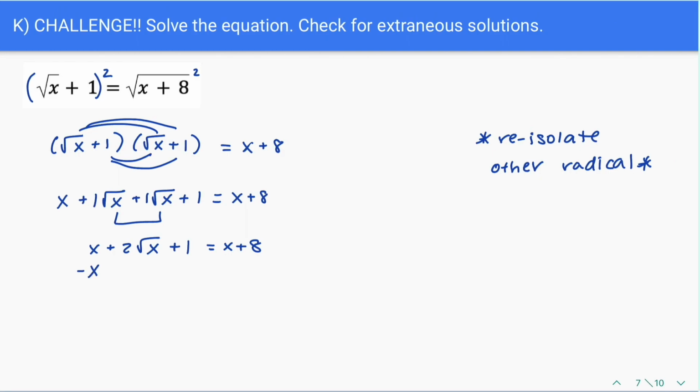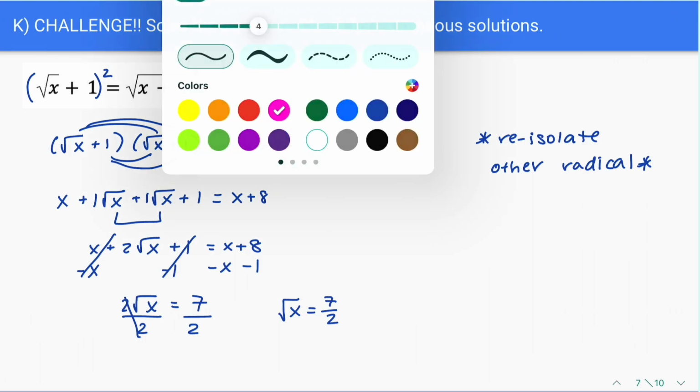Then we can actually move the x and the 1 to the other side. So I'm left with 2 square root of x equals, this actually simplifies really nice. x minus x is 0. 8 minus 1 is 7. Then we can divide both sides by 2 to get the square root of x equals 7/2. See how we did that? Kind of crazy. That's why it's a challenge question.